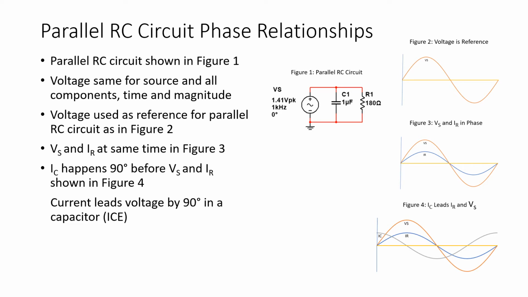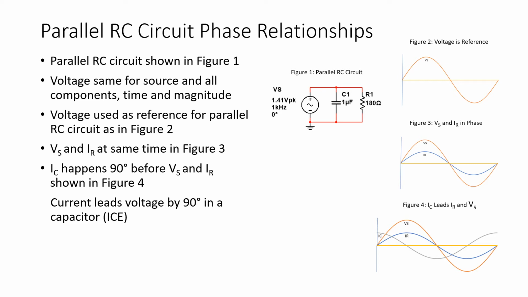We see this illustrated in Figure 2, that the source voltage starts at 0 volts at 0 degrees. Now, there's no difference in time between when a voltage is applied to and current flows through a purely resistive element. So V source and IR happen at the same time, as shown in Figure 3.